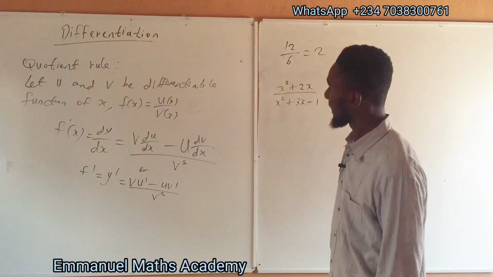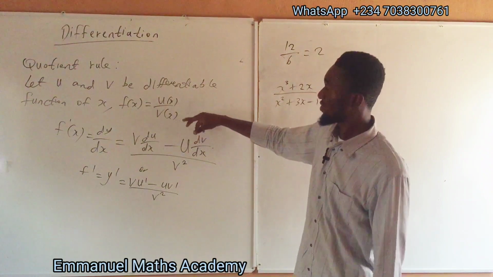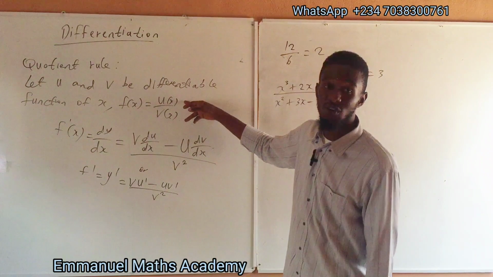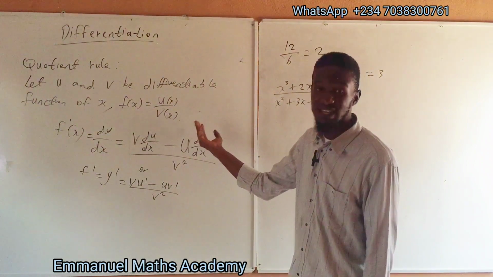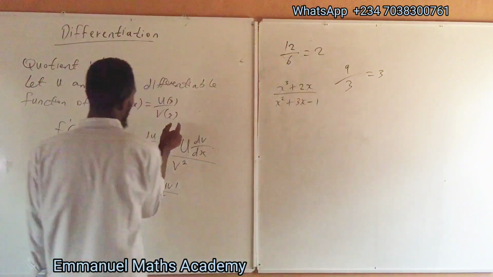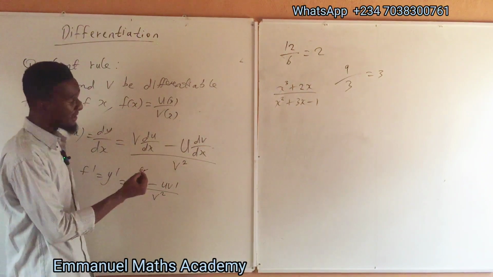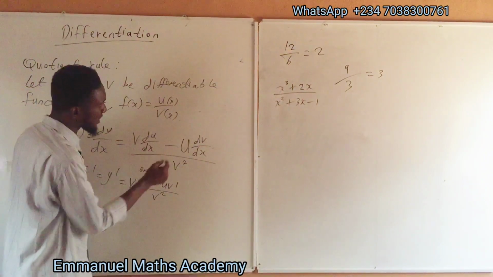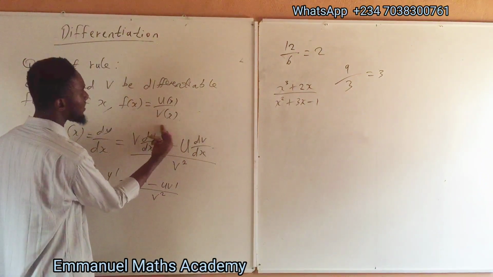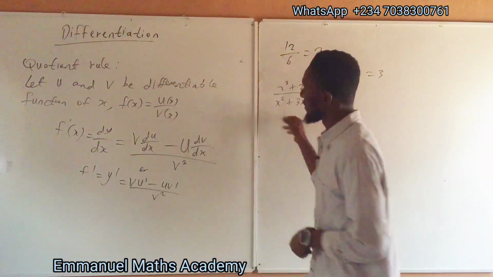Is that correct? So now, when you are given a function dividing each other, what you have in your numerator, the up one, is your u. Then what you have in the denominator is your v. Then you write down the v, and differentiate u with respect to x, minus you write down your u, differentiate v with respect to x, all over v power 2. As simple as that.